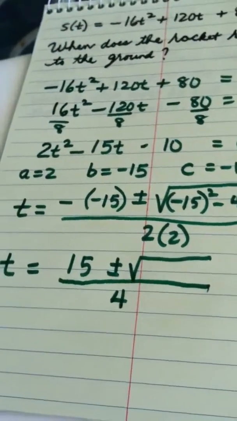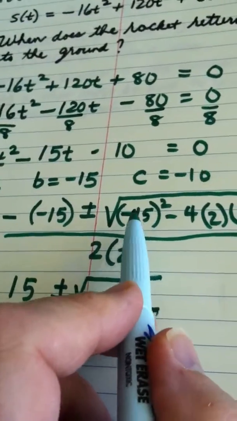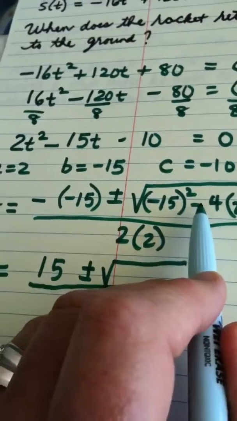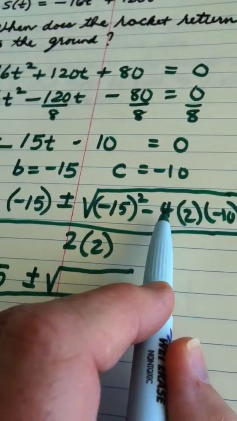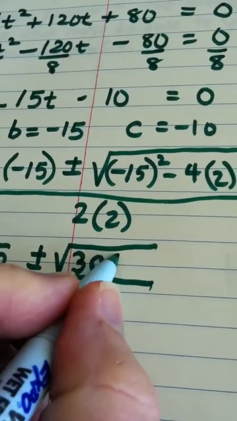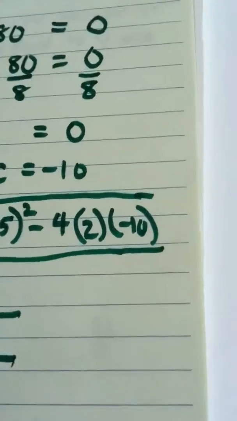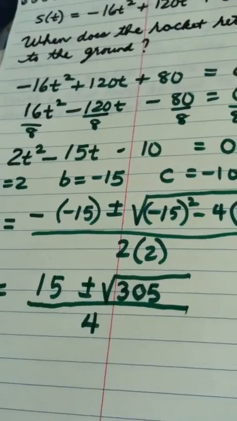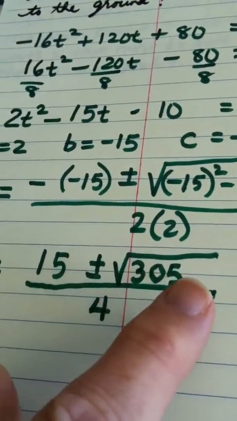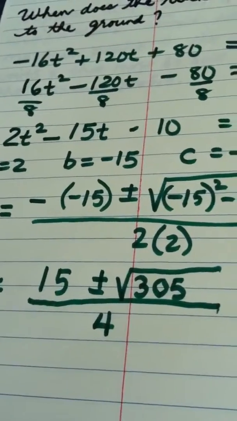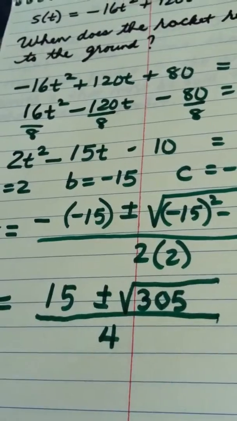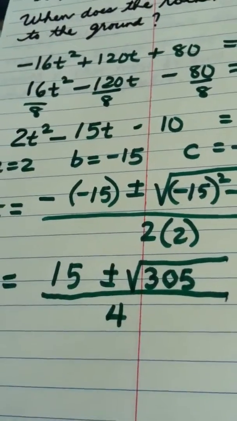Okay. Under the radical, the opposite of 15, or negative 15 squared, is 225. This becomes a plus 80. 225 plus 80 is 305. So we end up with two answers. We end up with 15 plus the square root of 305, and we end up with 15 minus the square root of 305. And of course, this is all over 4.